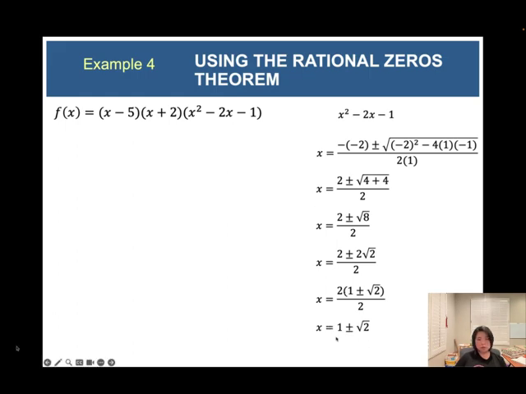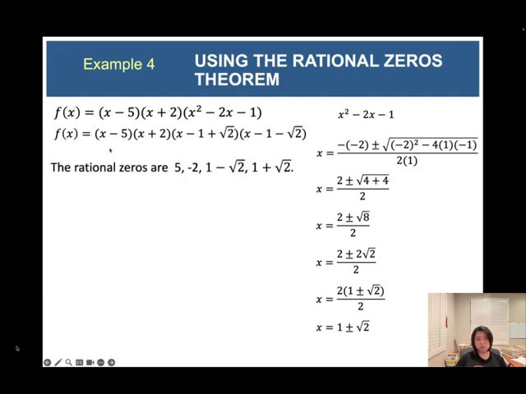Okay, so I'm going to rewrite this. This is x equal to 1 plus square root of 2. So you could subtract 1, subtract the square root of 2. So you got this. Another one, x equal to 1 minus square root 2. So we're going to subtract 1 and add square root 2. So that will be the linear factor. And the rational zeros are just x equal to 5, -2, and these two together.